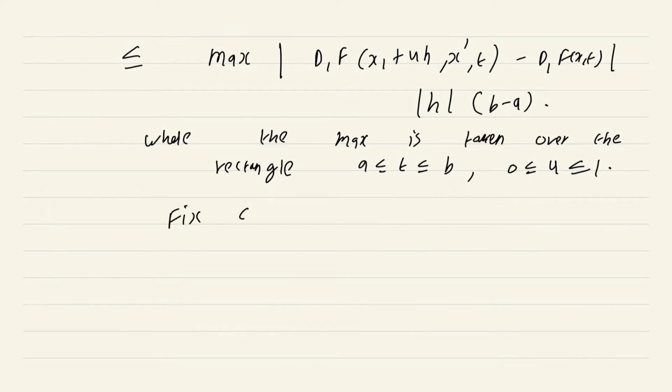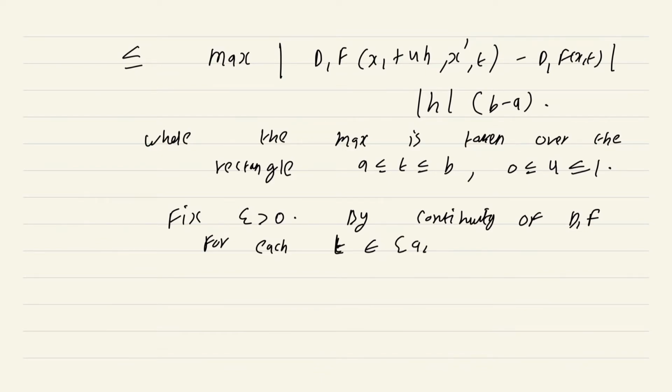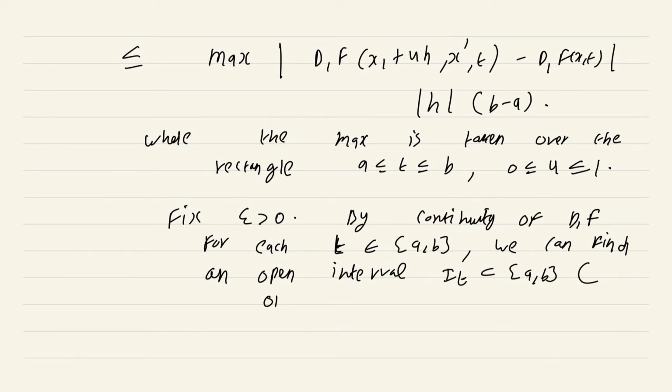So now fix epsilon greater than 0. Okay, so by continuity of d1f, for each t in AB, we can find an open interval IT, which is a subset of AB. So open in AB. That means this openness is not an open subset of R, but rather an open subset of 0, 1. Please recall what this means by going through the relevant section in the chapter on metric spaces.